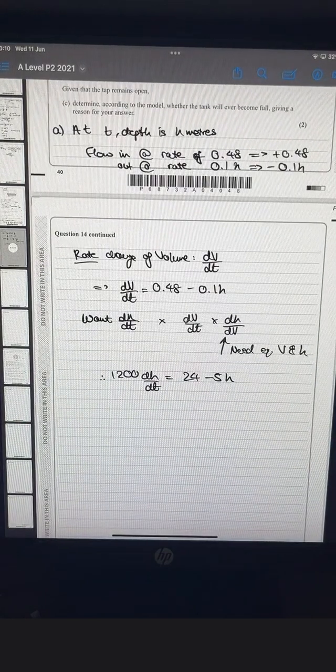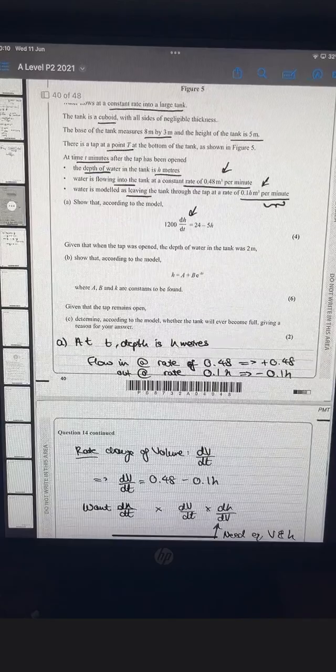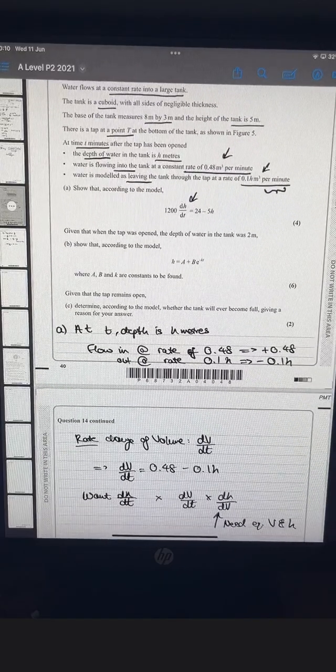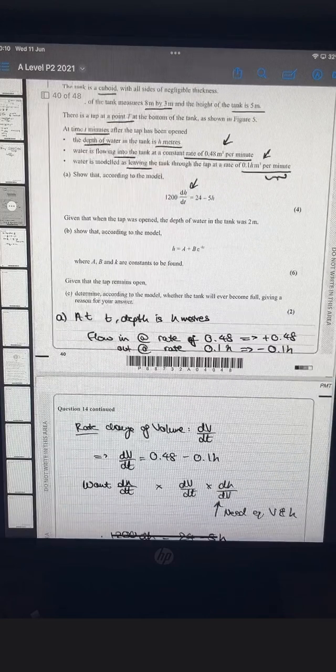Literally step one, use all the information they've given you, understand the units. If it's a volume, it's going to be in meters cubed. And if it's a rate, remember, rate is per time. As long as you write down everything you know, you literally get marks, I think, for just saying flows in at a rate of this, flows out at a rate of that, and putting it as plus 0.48 minus 0.1h. And then noticing that that's the rate of change of volume.